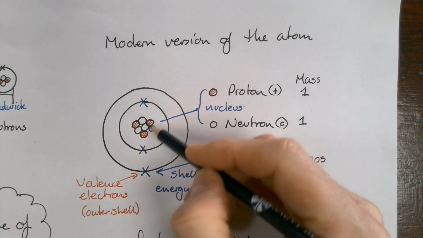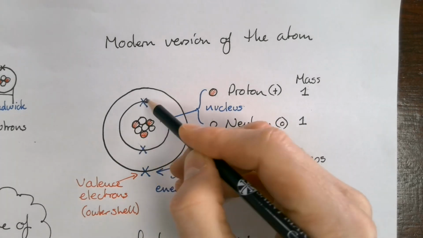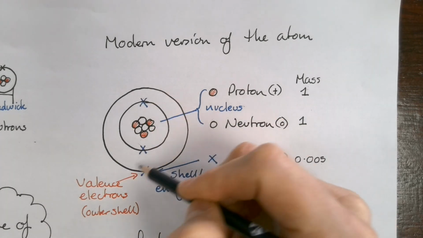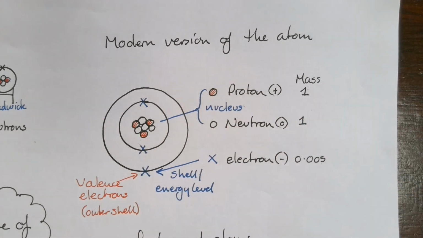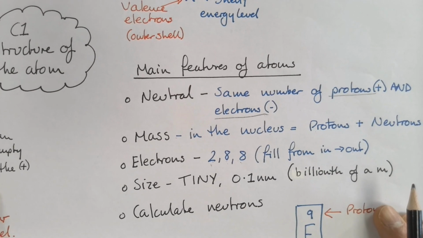When drawing electrons, we always start from the inside, fill that shell up, and then add the rest in the next shell. And if you fill that one up, you then draw another one as well. So we always draw them from inside to outside. So just be mindful of that if you have to draw any atoms. Let's look at some of the main features, and we're nearly done.